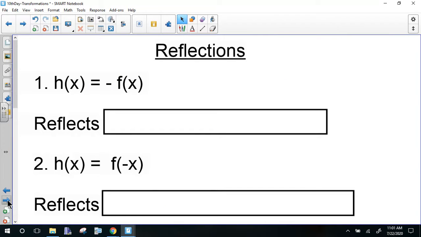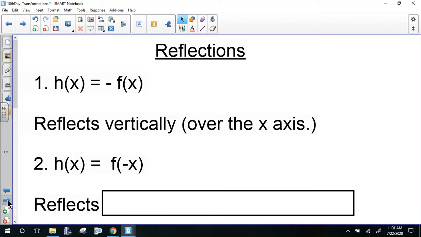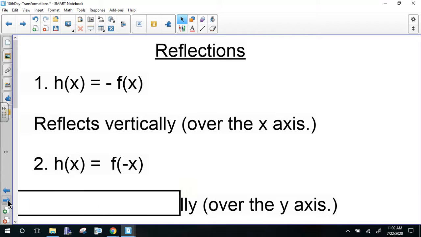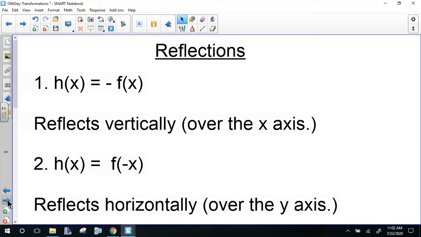Reflections. Reflections can happen over the x-axis, the y-axis, or the origin. If you have a negative out in front of the whole function, that reflects it over the x-axis. If you have a negative on the inside of the parentheses in front of the x, that reflects it over the y-axis.